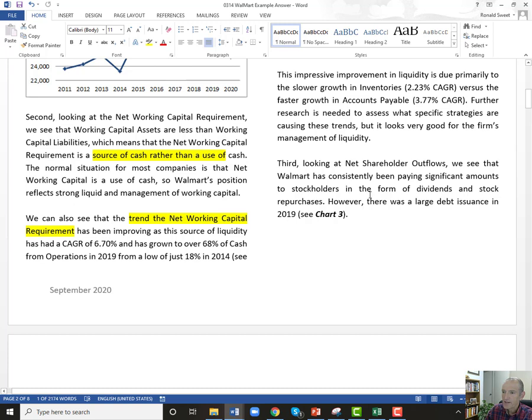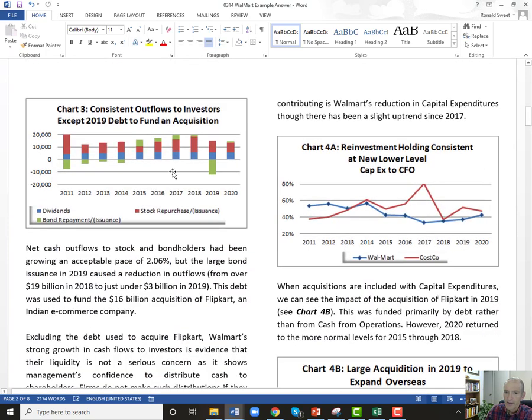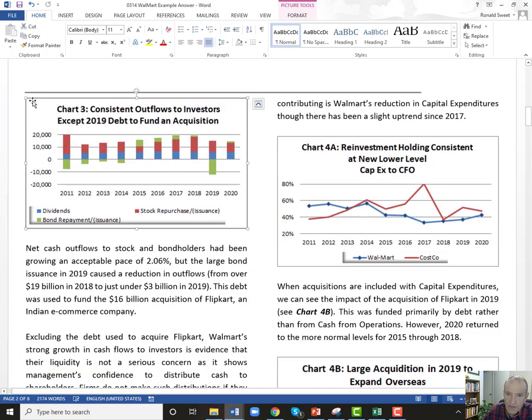The third thing we're going to look at is this concept of free cash flow and trying to ask, what is the firm doing with its liquidity? So I give you this chart 3. What it does is it looks at dividends, stock repurchases or issuance, and bond repayment or issuance. So this is a kind of a tricky chart. Let's look at the bonds.